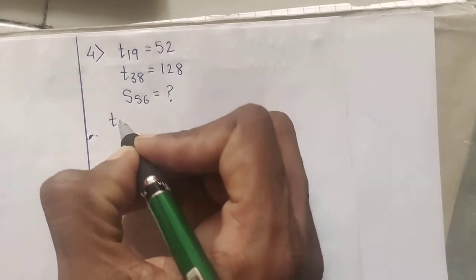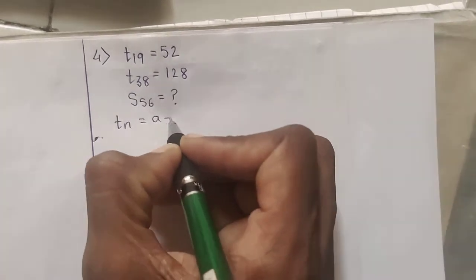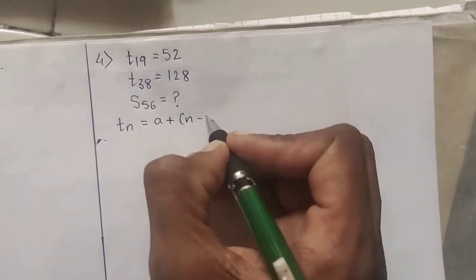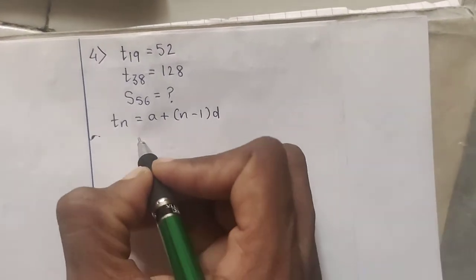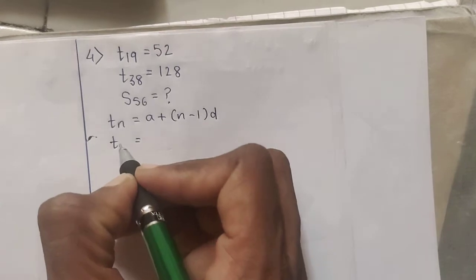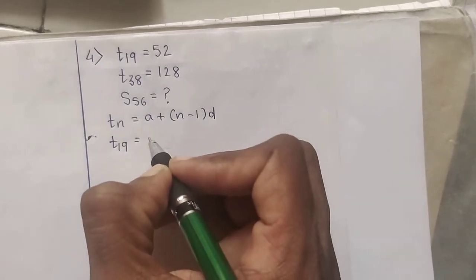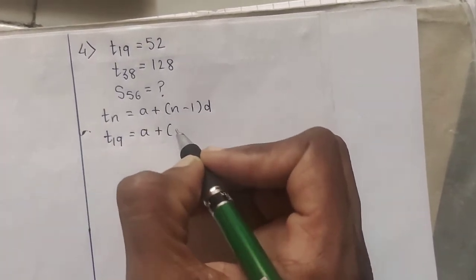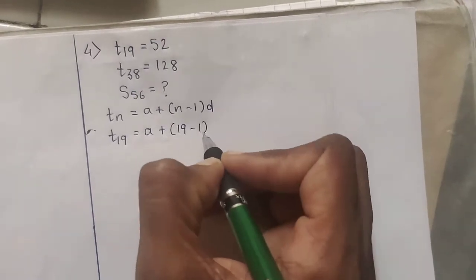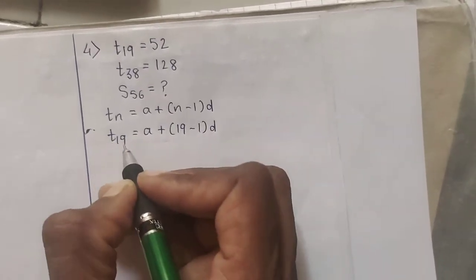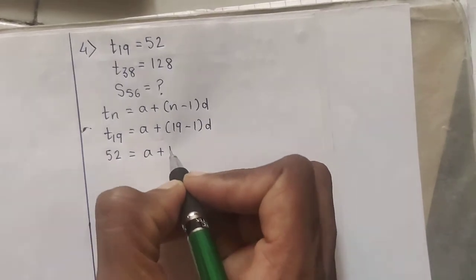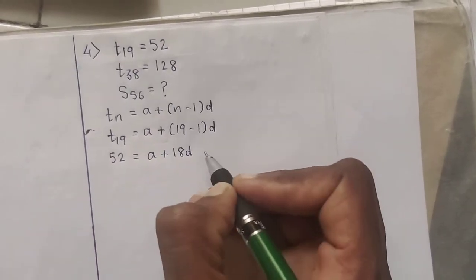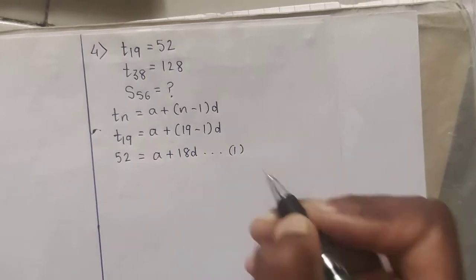What is the formula of Tn? Tn equals a plus bracket n minus 1 into d. Now in this formula we are going to replace n by 19 first. So what are we getting here? 19 minus 1. Now what is T19? 52 is equal to a plus 18d. Let us call this equation 1.